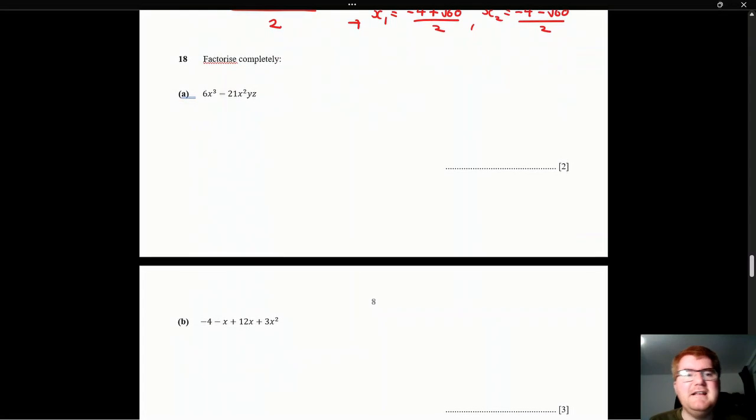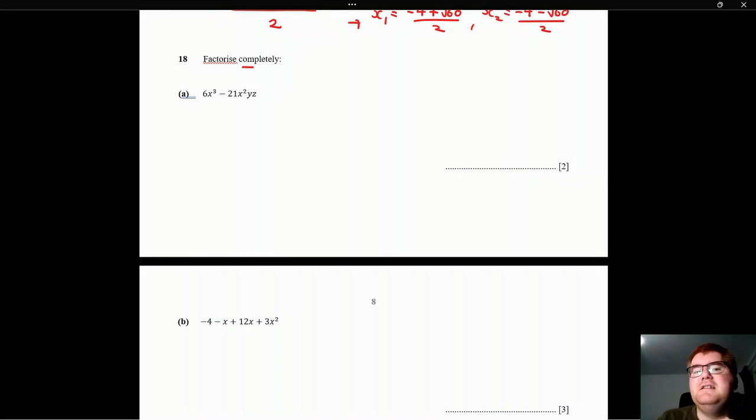On to question 18 here. So we want to factorize completely. That's an important word.